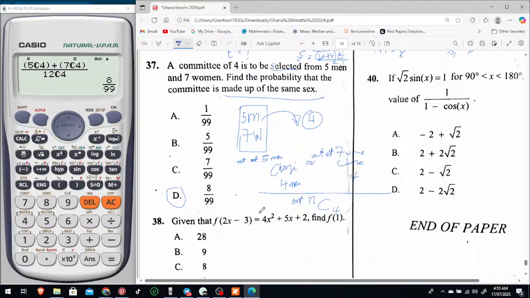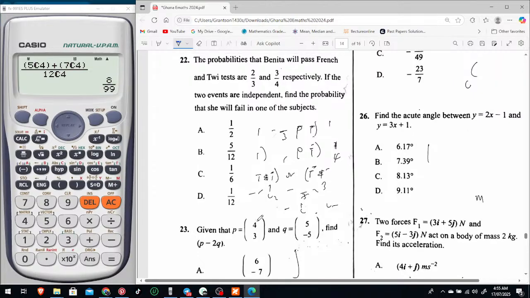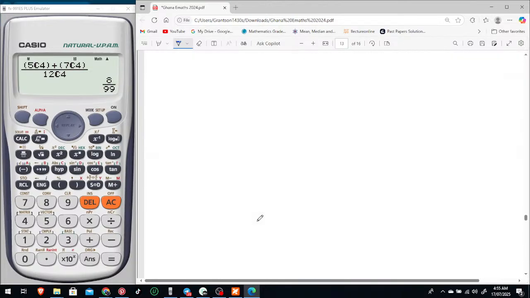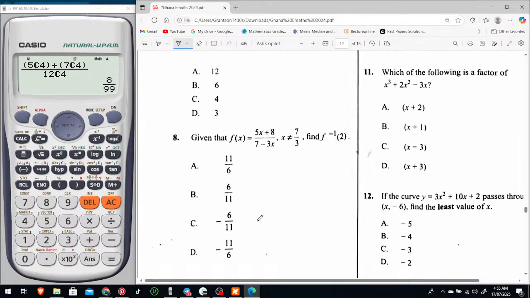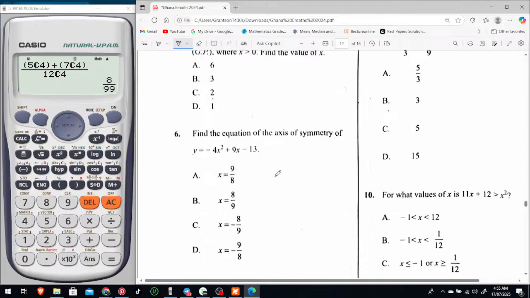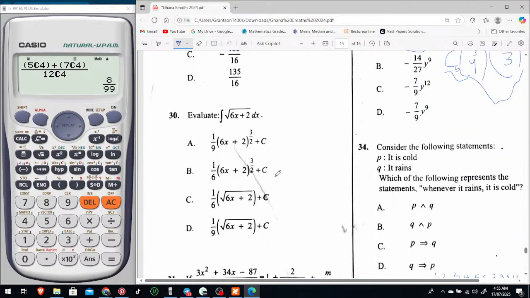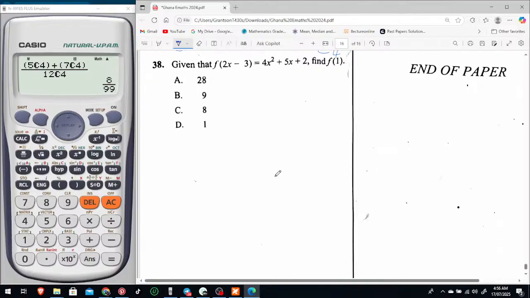Yes, sir. Now look at question 38. It's similar to one of the questions we solved here, question 11 or so. So some question with functions. You remember we saw some function questions be something like this. So they say that f at 2x minus 3 should be f at 1.